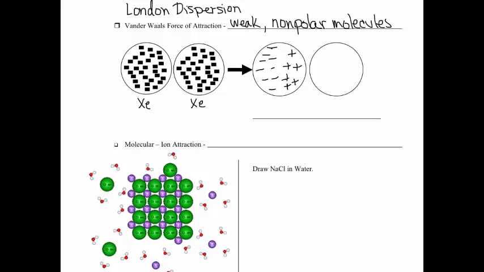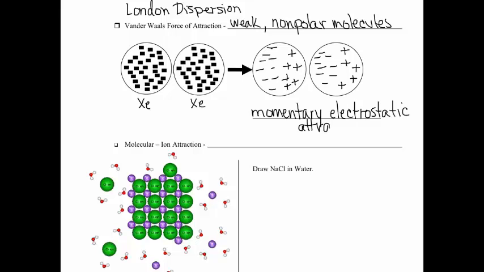And as a result, the neighboring atom will be attracted. All of those electrons will be attracted then to the exposed nucleus, and then the other side will have the nucleus exposed, and so on. This is really, really momentary, which is why it's really weak. And we call it a momentary electrostatic attraction. This one also increases with size.